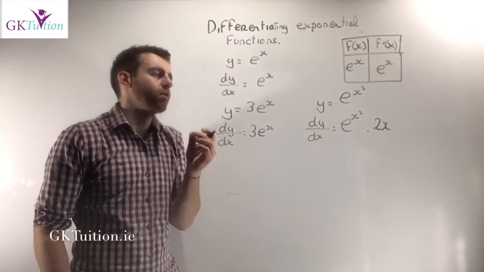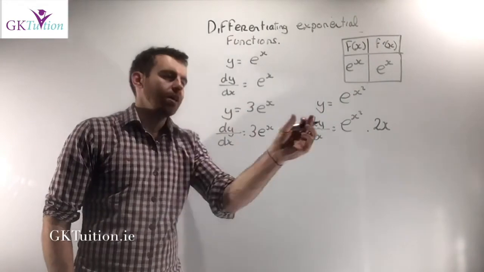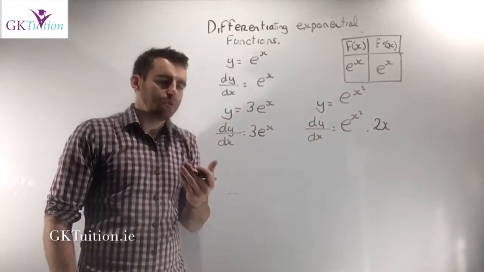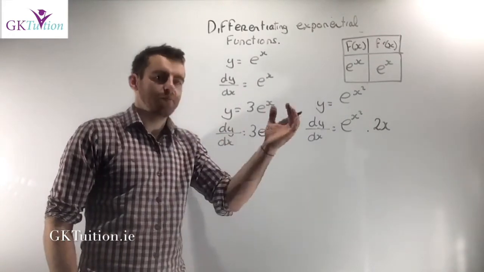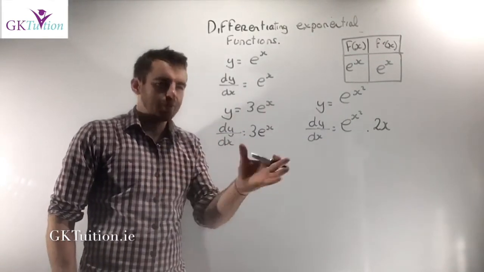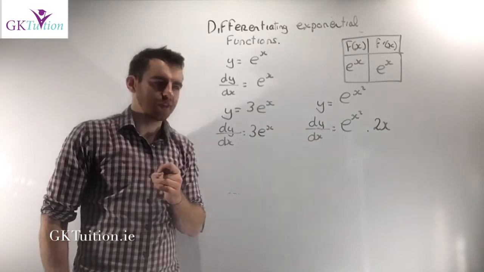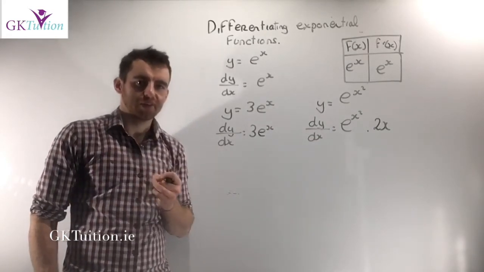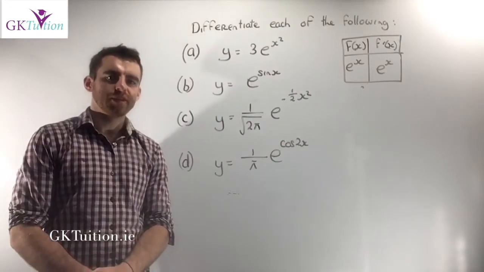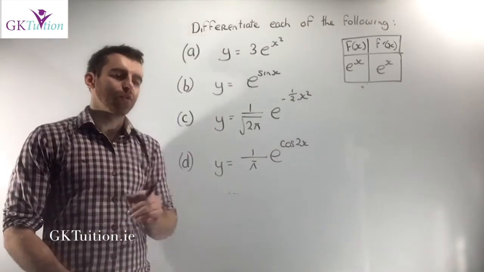So in other words, the derivative of e to the x squared, you just rewrite it and then you multiply by the derivative of the power. So it stays the exact same and then you multiply by the derivative of the power. That's really what I want to look at for exponentials here. So with that in mind, I want to now give you a few questions and I want you to differentiate them. I want you to do these 4 questions.